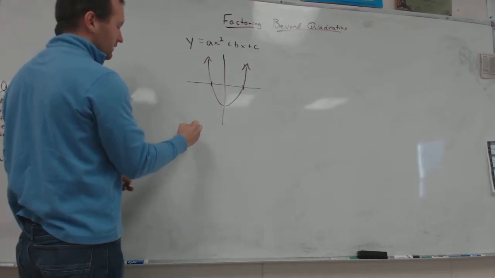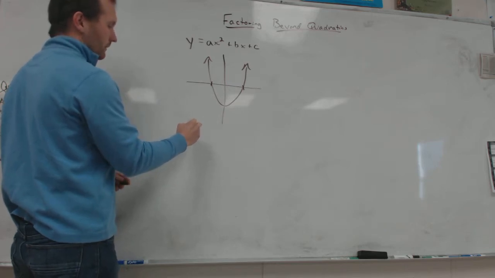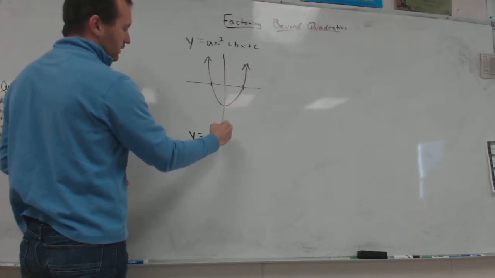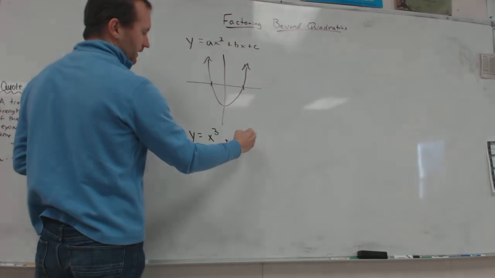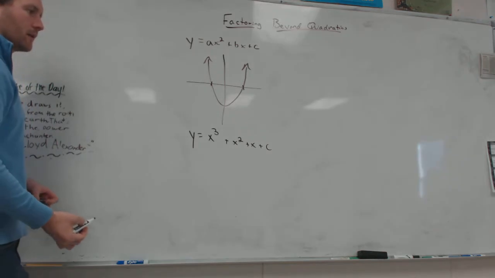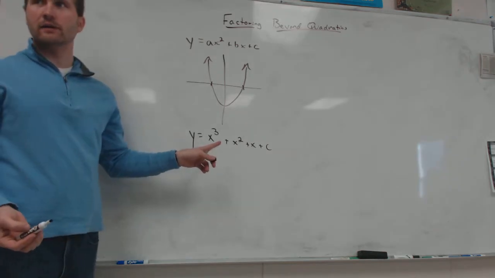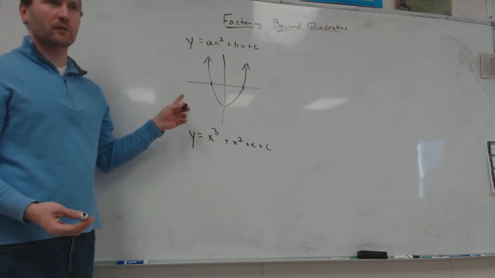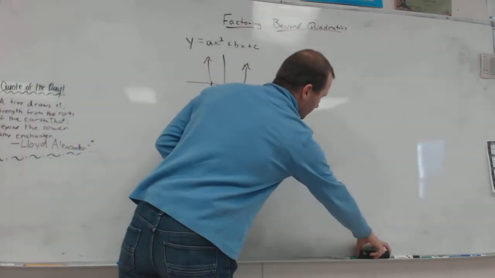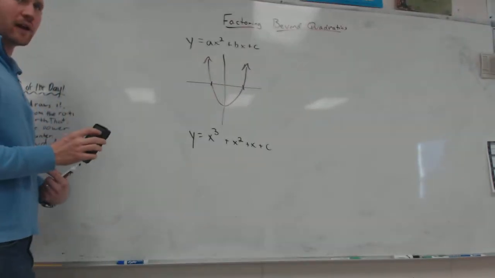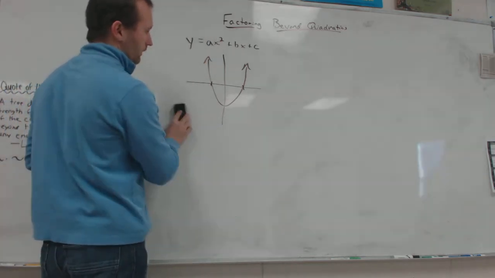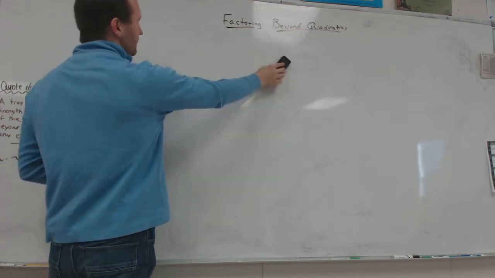Now, when we start to get a little bit more complicated, what if we had y equals something like x cubed plus x squared plus x plus some constant? Factoring something like this is really a lot more difficult than what we've been doing. But it can still be important. And so what I'm going to show you today is a trick that will sometimes let you factor things that are bigger than just x squared. And it only sometimes works.